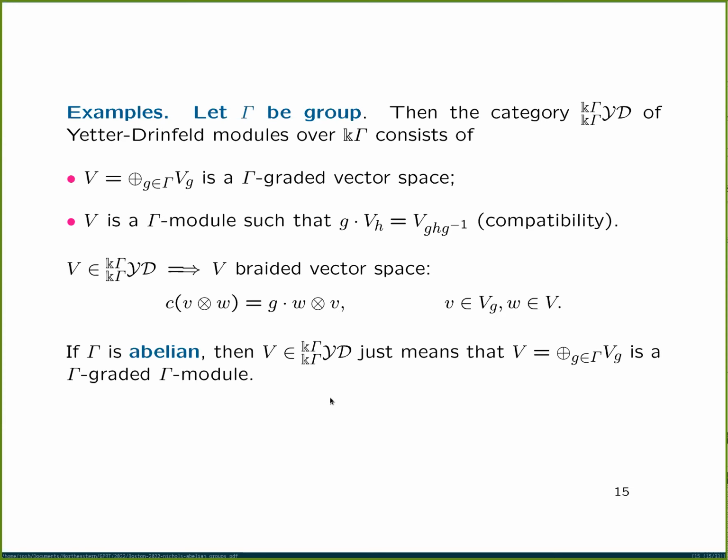And then any such Yetter-Drinfeld module over K gamma becomes a braided vector space by the formula c(v tensor w) equals g acting on w tensor v, whenever v is homogeneous of degree g. In the case that gamma is abelian, then g h g^-1 will be equal to h, and then a Yetter-Drinfeld module over an abelian group is just a gamma-graded gamma-module. So the grading is of gamma-module.